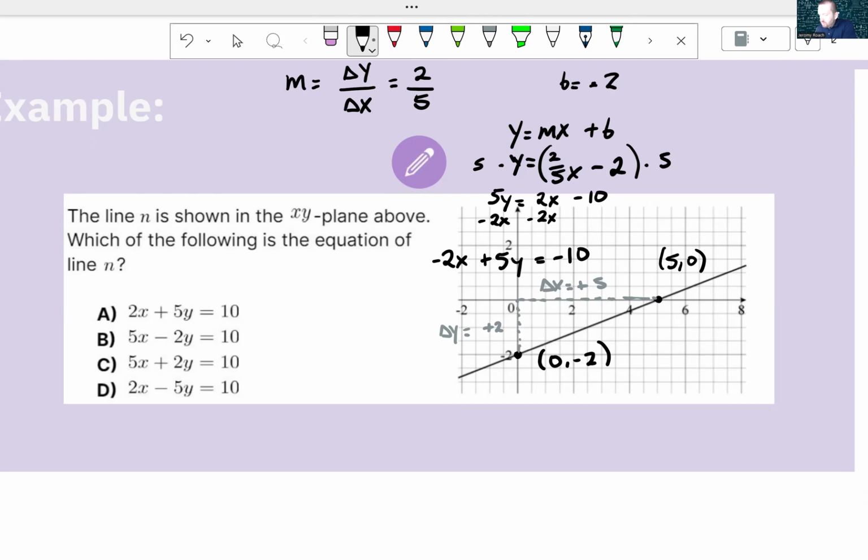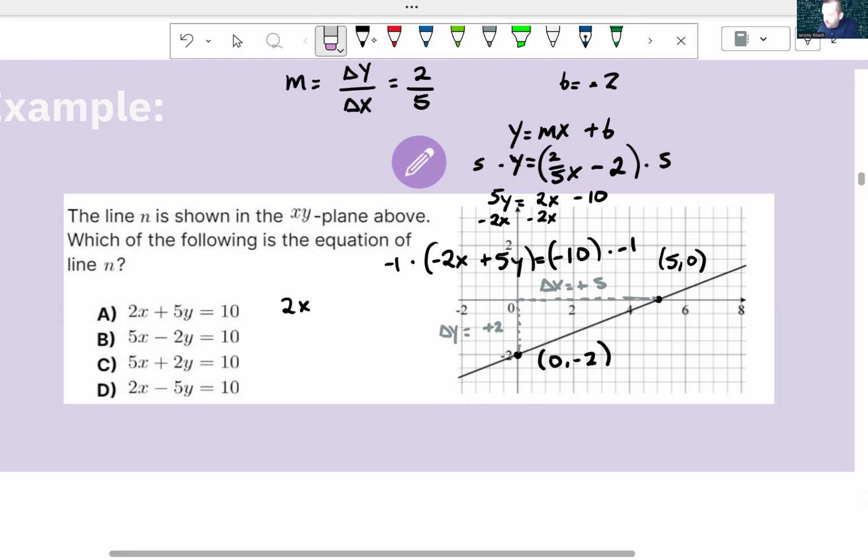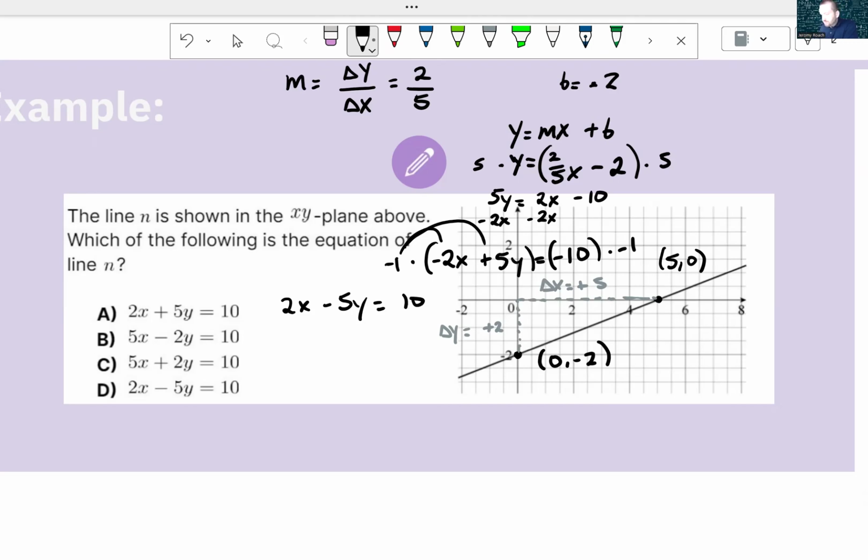But none of those choices are on here. So we can multiply by -1 and by -1. And we get a final answer of 2x minus 5y, since -1 goes to both of those, equals 10. So our final answer is D.